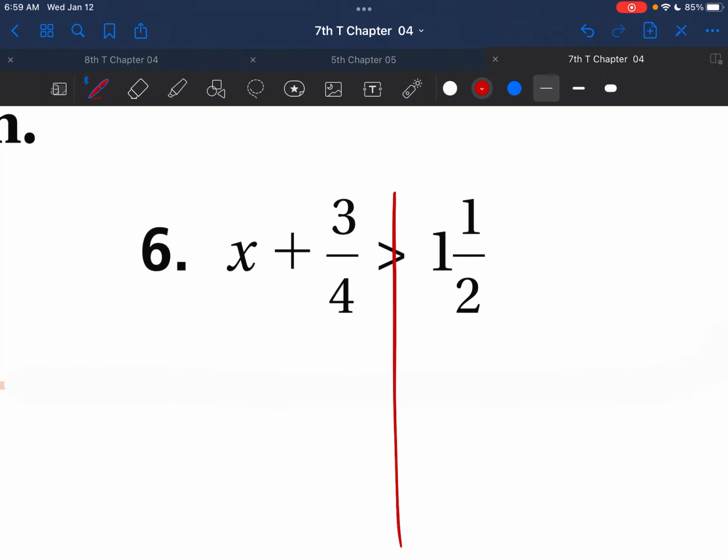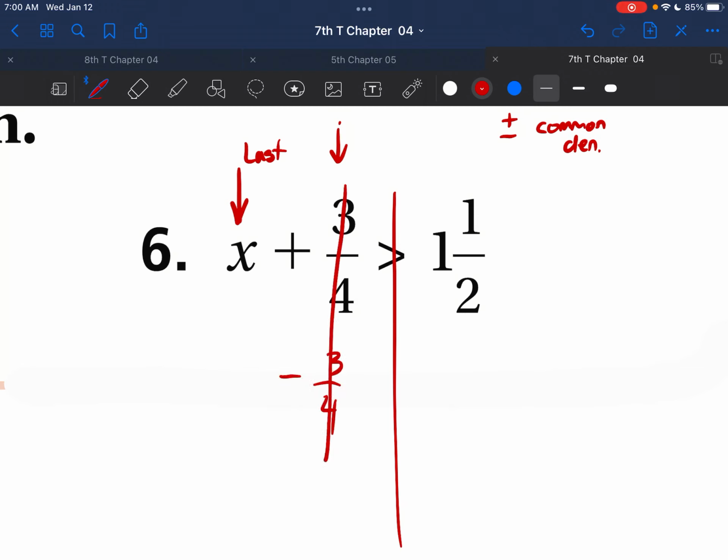Here we go. Don't forget to break it down. Don't forget, how do you add and subtract fractions? You have to have a common denominator. Okay? So we want to do our variable last. So that means we want to get rid of this 3/4. What is the opposite of adding 3/4? That would be subtracting 3 over 4. Cross that off. Whatever you do on one side, do it to the other.